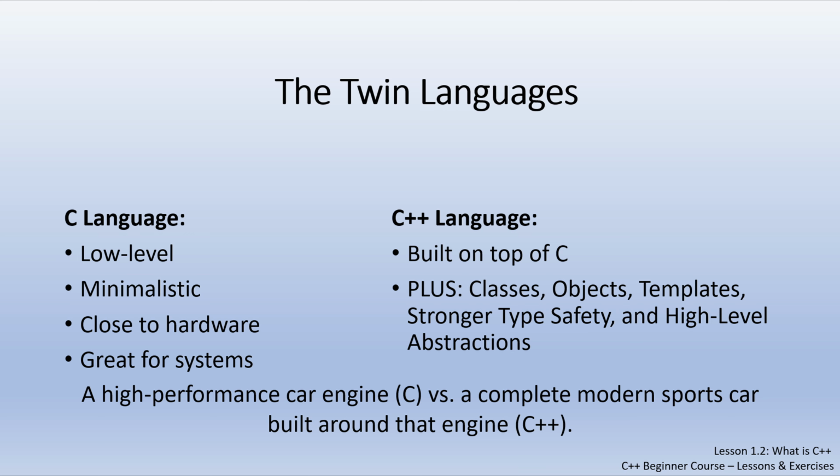C and C++ are closely related, but they serve different purposes. C is low level, minimalistic, very close to the hardware, and great for system programming. C++ includes everything C has, plus classes, objects, templates, stronger type safety, and better tools for building large applications. Think of C as a powerful engine, and C++ as that same engine with a full modern car built around it. You still get the raw speed, but with more comfort and features.